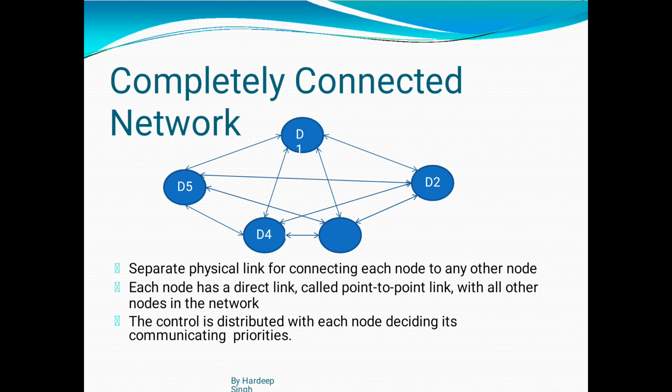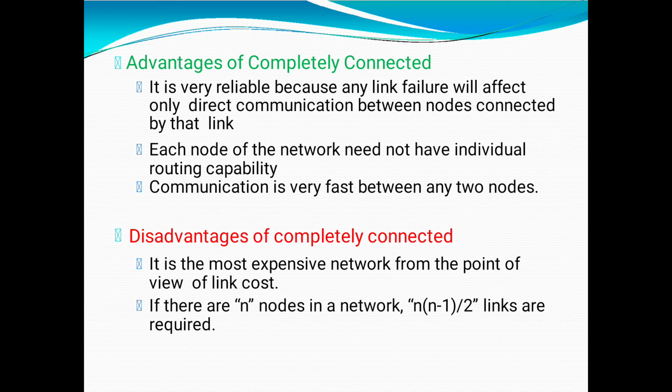Completely connected network, otherwise called mesh topology. This is otherwise called mesh or point-to-point link, whereas each and every system can communicate with each other. For example, suppose we are having n nodes, for connecting n nodes we need n into n minus 1 by 2 links.